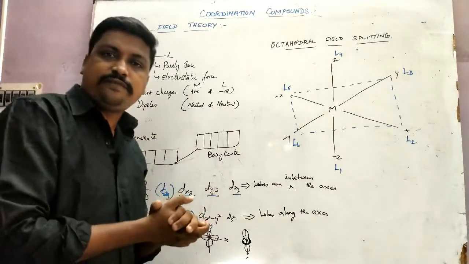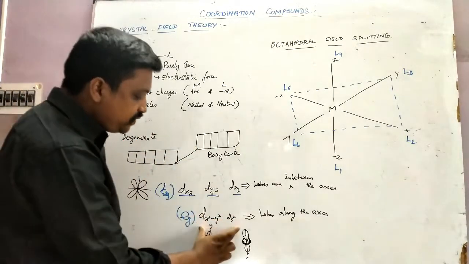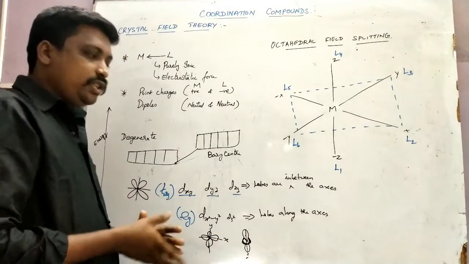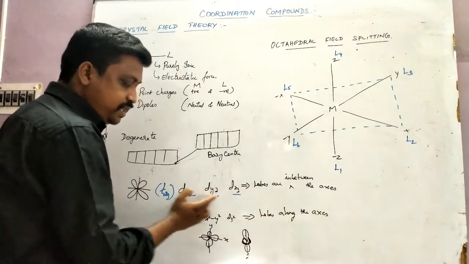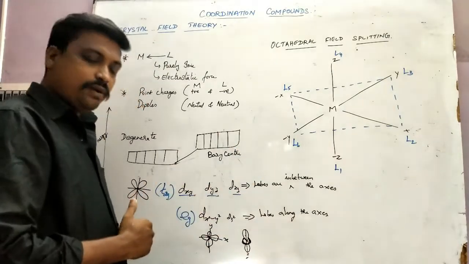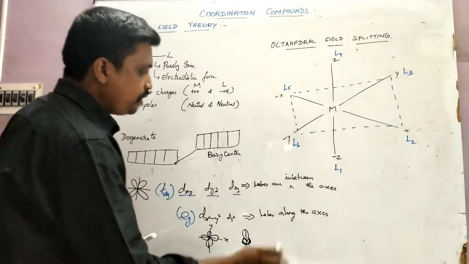Severe repulsive force. So the energy of these two orbitals will increase because of the repulsion. Those repulsions are not felt by these three orbitals. So the energy of these three orbitals will decrease. Okay, what happens? See here.